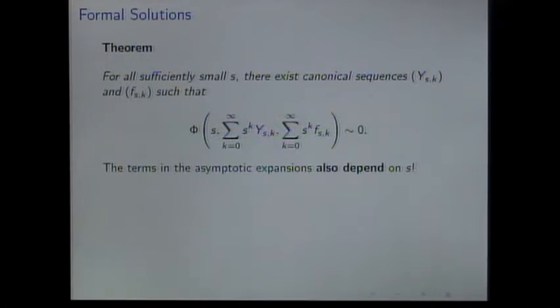You've got to be careful, though, because the terms in the asymptotic expansion also depend on s. Now, why is that? Because they are determined by inverting s to the 4th d/dt. They're determined by inverting this operator. And because this operator depends on f, the solutions also depend on f.